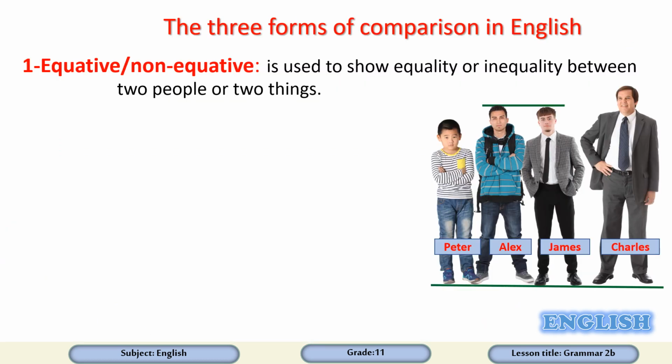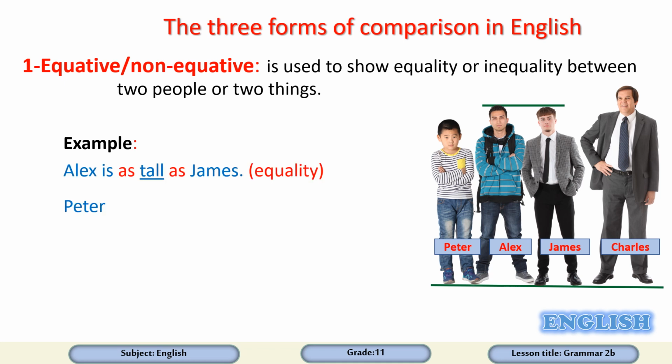There are three forms of comparison in English. The first form is the equative or non-equative form, and it is used to show equality or inequality between two people or two things. For example, if you look at the picture on the right, we can say Alex is as tall as James, and here we have equality. Or also we can say Peter is not as tall as Alex, and the sentence here shows inequality between Peter and Alex.